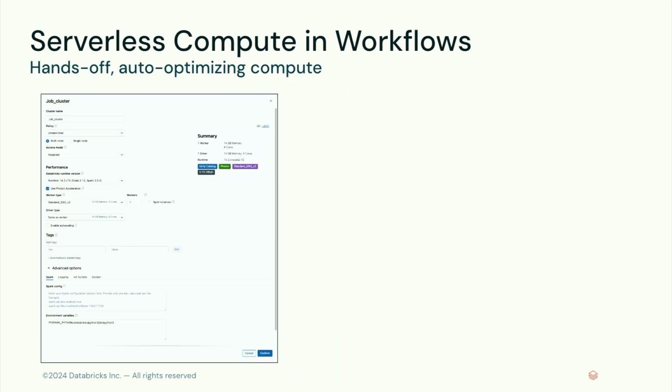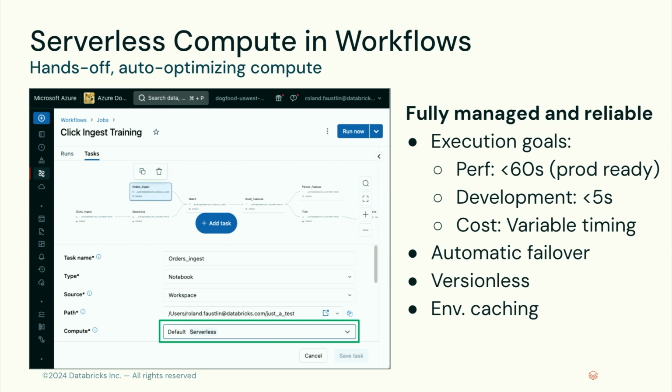Here's how this looked like in Workflows before serverless. I don't expect you to be able to read this, right? This was the clusters form. There's way too many settings in there, and we just got rid of all of them. So this is how it looks like now. This is your job, and you can see down below, you just select serverless compute. There's no other configuration that you need to select.